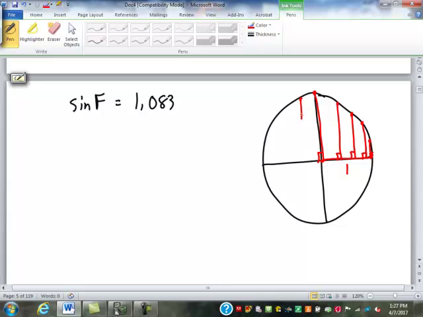As I keep going, though, the sine starts to get smaller. The sine can never be larger than 1. Or, as I go this way, of course, the sine is negative because it's below the line. The smallest it can be is here where it would be negative 1. So the sine is always between negative 1 and positive 1.